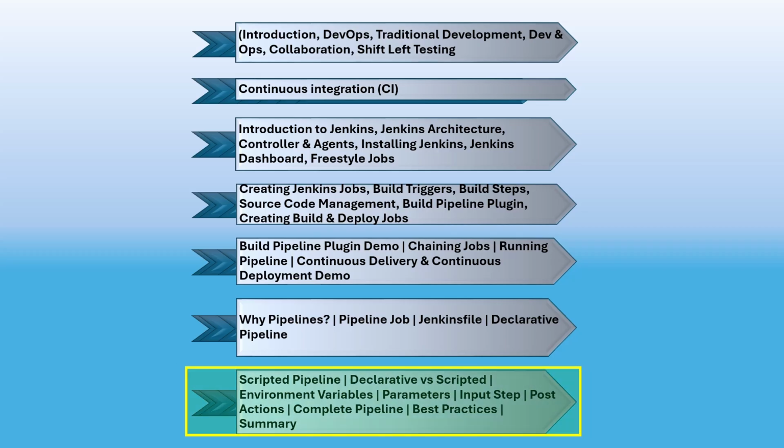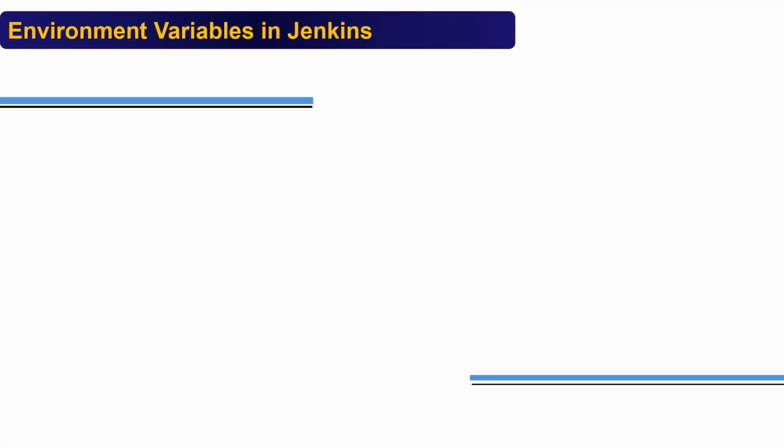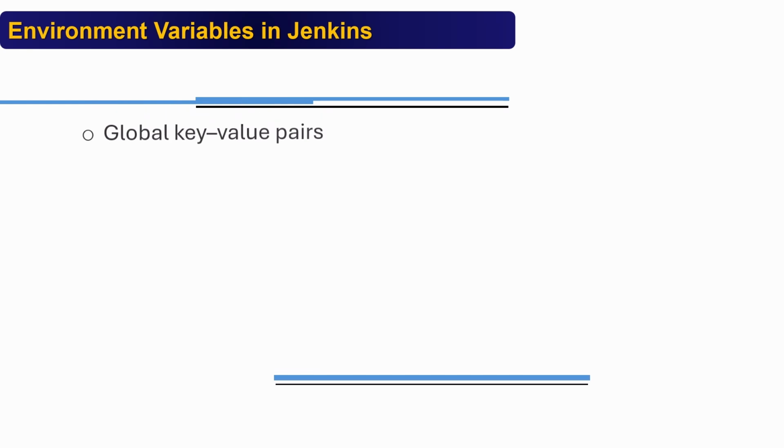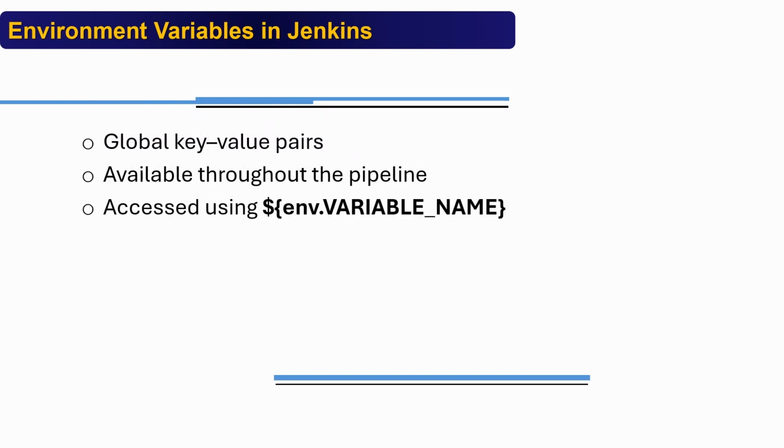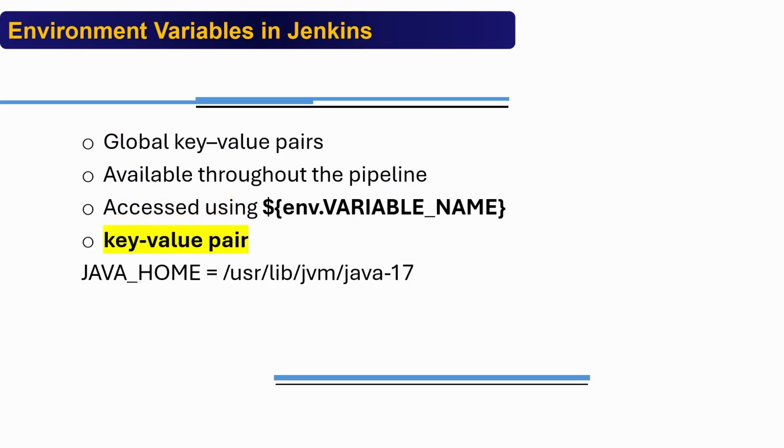Let's review the important concept within it, that is the environmental variable. So let's understand first what the environment variable is. It is simply a key value pair. Think of it as a variable that Jenkins makes available during pipeline execution. For example, JAVA_HOME. Here the key is JAVA_HOME and its value is the location where Java is installed. So these variables are available throughout the pipeline and can be accessed whenever required.